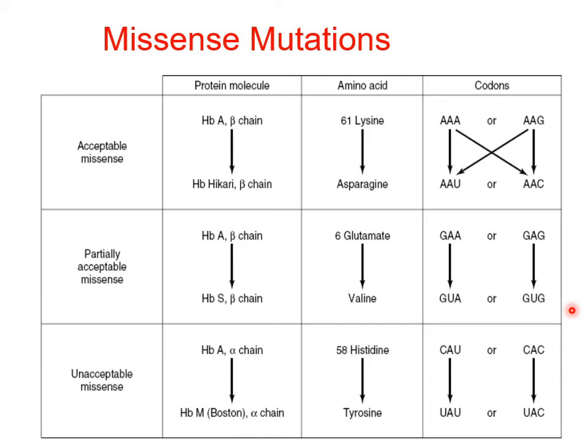So that completes your point mutations. So let me revise point mutations. Point mutations can be based on the base changes. They can be transition or transversion. Based on the effect, we have silent mutations, missense mutations, and nonsense mutations. Missense mutations may be acceptable missense, partially acceptable missense, or unacceptable missense mutations.